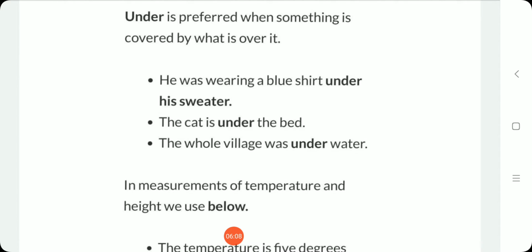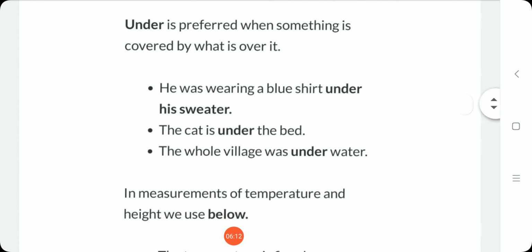Okay, so the cat is under the bed. So here it will be below the... what is that? It will be under the bed. Under the bed, and the bed க்கு கீழ தான் இருக்கும். Not அந்த பெட்டை தாண்டி வேற எங்கேயும் இருக்க போறதில்லை. So we can use under here. The whole village was under water. So in all these places we can use under.